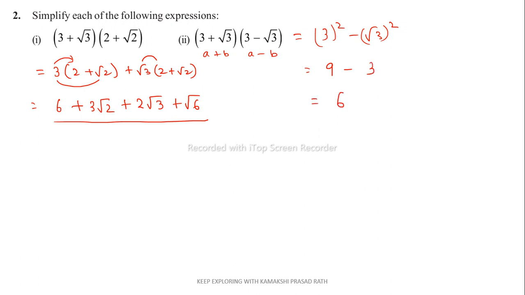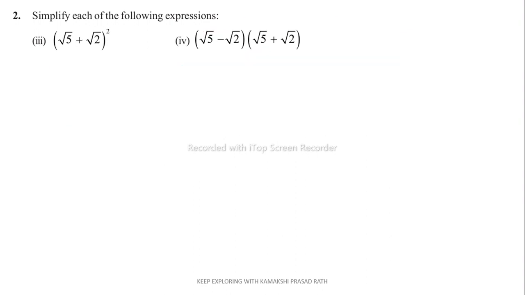So we can use the identity here, that is a plus b multiplied by a minus b we get a squared minus b squared. Here in place of a we have 3 and in place of b we have root 3. Next, root 5 plus root 2 whole square. So here we see that it is in the form of a plus b whole squared. So we know that a plus b whole squared is a squared plus b squared plus 2ab.